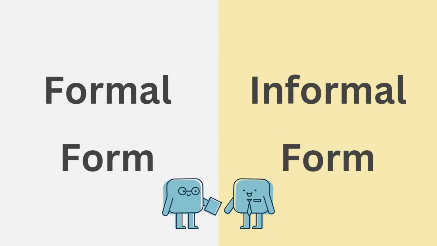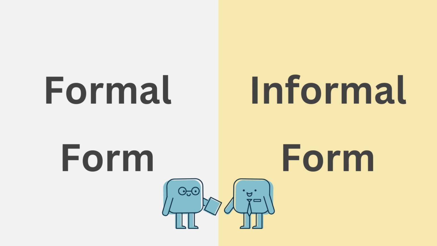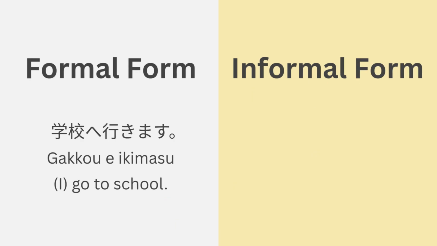Okay, so there is another very important thing we should know. There are formal and informal forms in Japanese. We are going to learn these two forms with examples in another video. For now, let's look at a simple example. 学校へ行きます。I go to school. This is the formal form of the present tense.